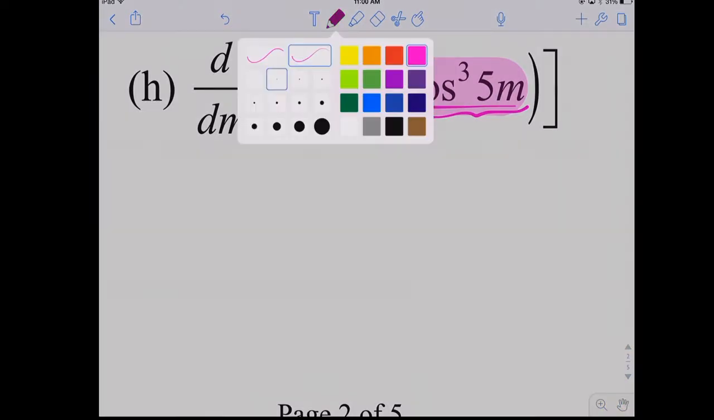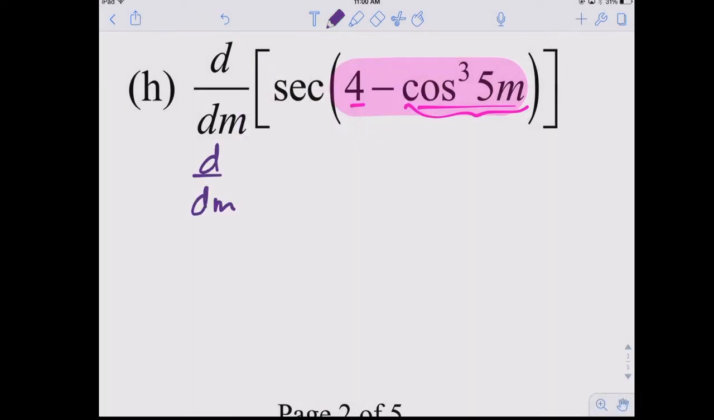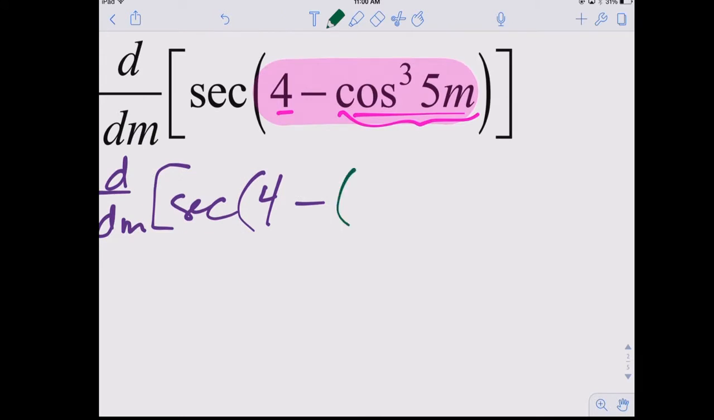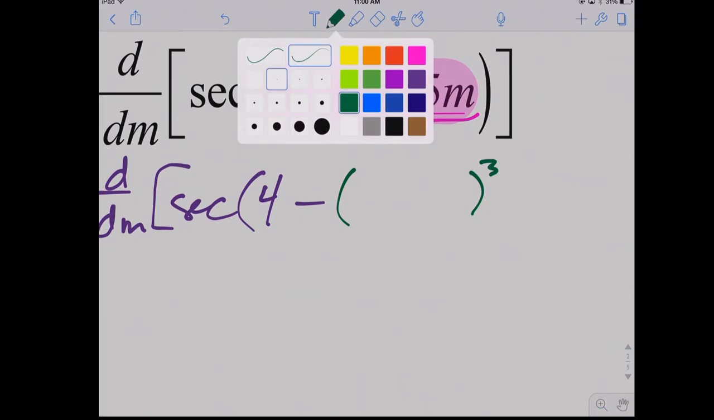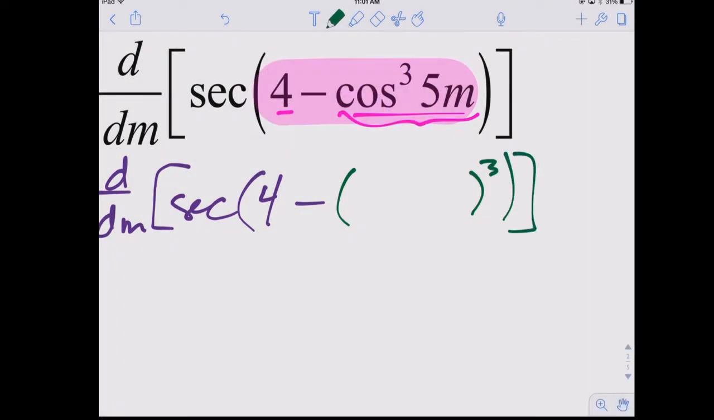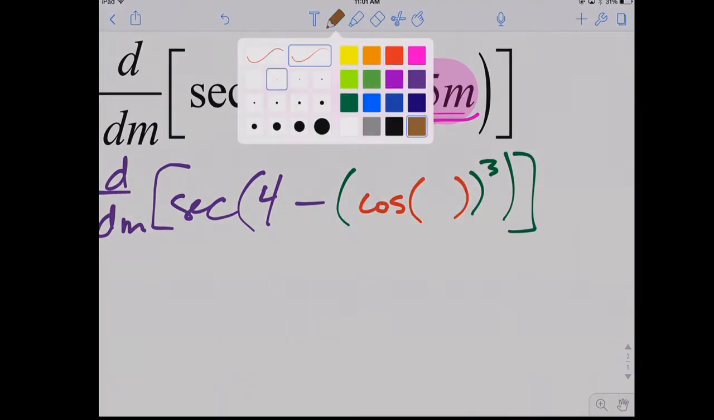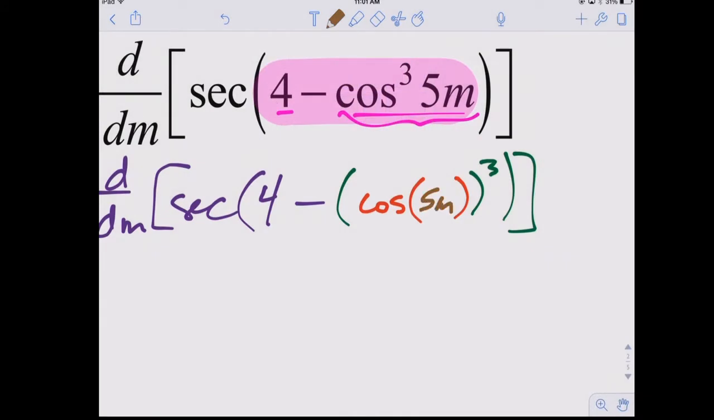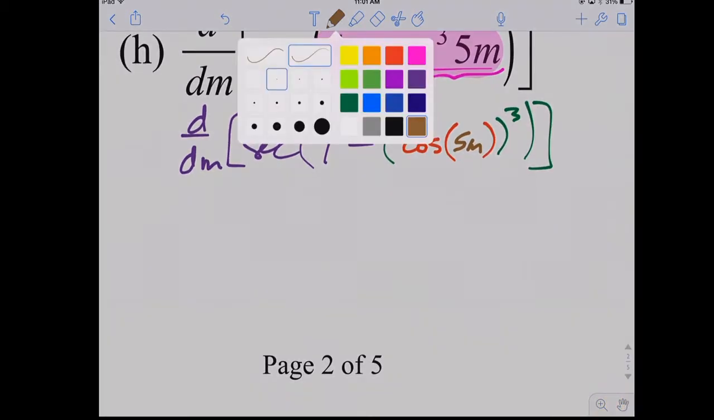So what I would do when I see multiple layers is before I take the derivative, I help myself by rewriting it. And it's nice in Notability, you can use different flavors here. Remember, if you see cosine cubed or sine squared, that's a condensed version. I would recommend that you write it in the expanded version. Okay, so it's blob cubed. And then the blob is cosine of something, and then the innermost blob is 5m. So color coding it, you have 4 minus blob cubed, and then you're going to have cosine of blob and 5m. But that's just in the second term on the inside function. I think we're ready to go now.